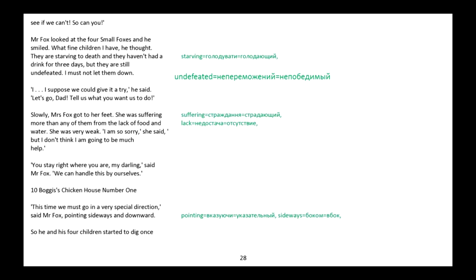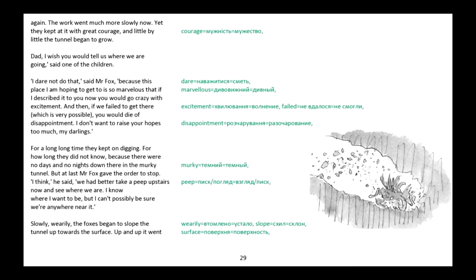Chapter 10. Bogus Chicken House Number 1. "This time we must go in a very special direction," said Mr. Fox, pointing sidewise and downward. So he and his four children started to dig once again. The work went much more slowly now, yet they kept at it with great courage, and little by little the tunnel began to grow.